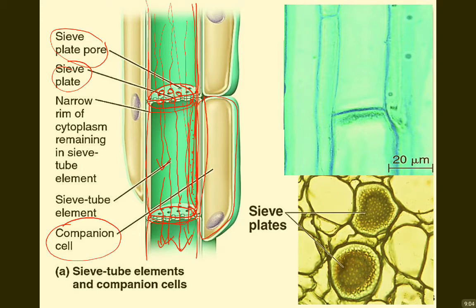So this companion cell is a complete cell with a nucleus, with cytoplasm, with chloroplast, and so on. So this cell will carry out all the cellular activity and provide the necessary nutrients for their friend, which is the sieve tube element.